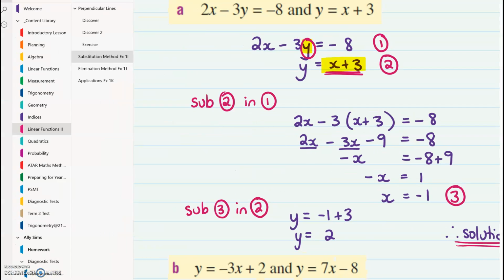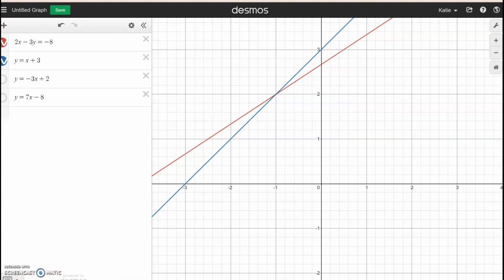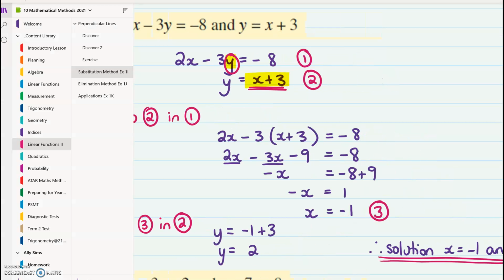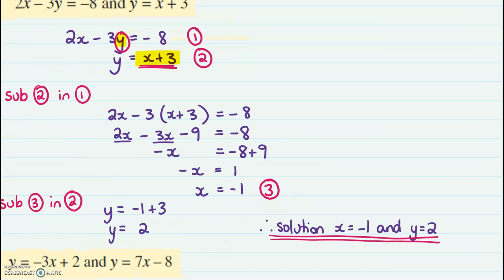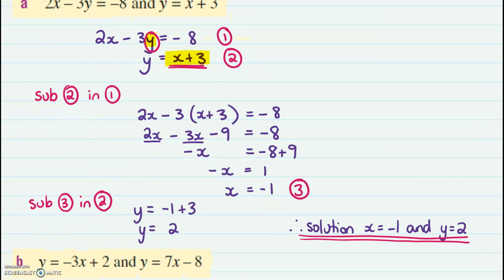So if I just briefly go back into Desmos, you'll see that was the point, negative 1 on the x-axis, 2 on the y-axis. So that makes sense. Okay, so that is our first example. And then in B, just means that both equations are written as y equals. So that's okay, we're going to still sub one equation into the other. So let me start part B.